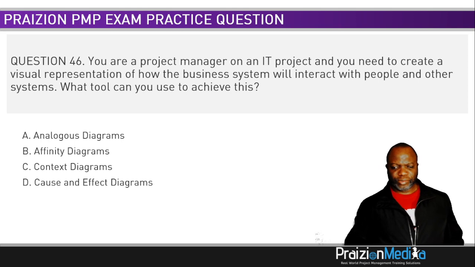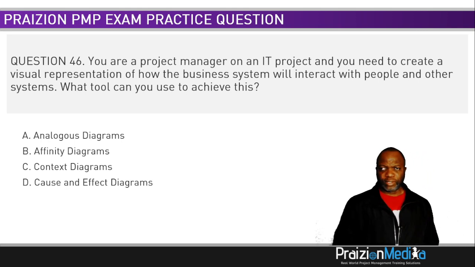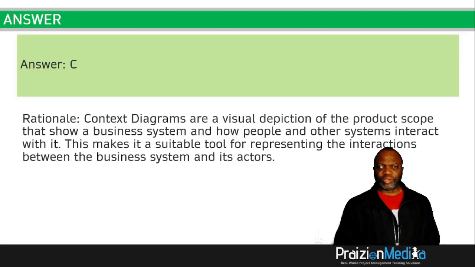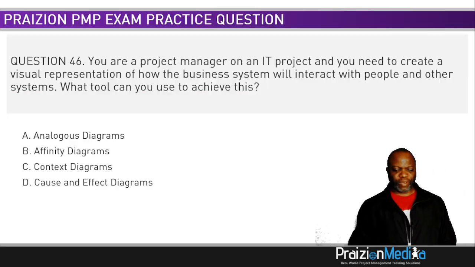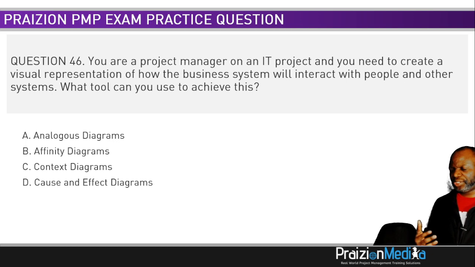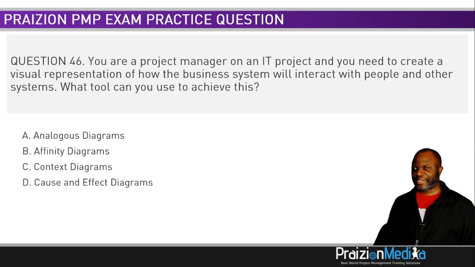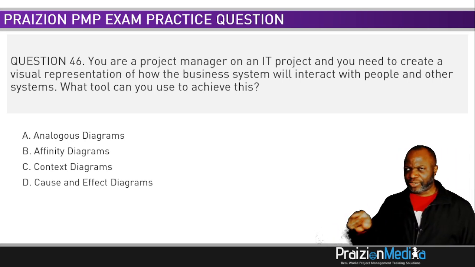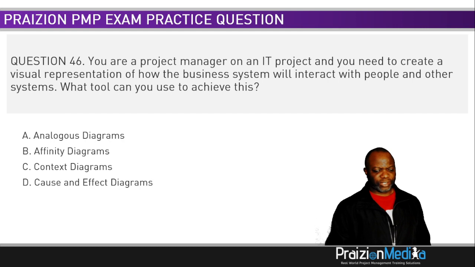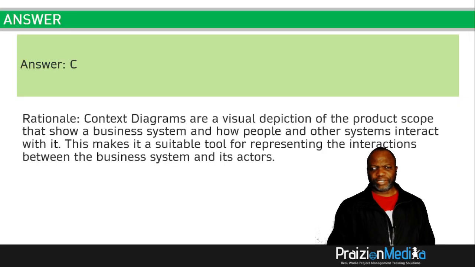All right, 3, 2, and 1. So my friends, the best answer to this is C. It's context diagrams. If you've ever looked in your PMBOK guide, 6th edition, or process groups of practice guide, you find this language here. How a business system interacts with the actors. We call them actors, right? This is straight up your context diagram.